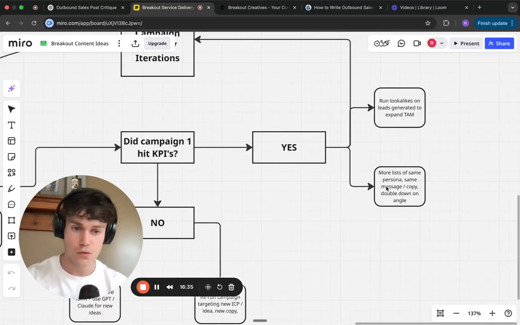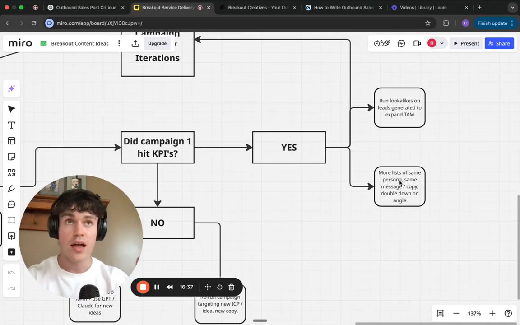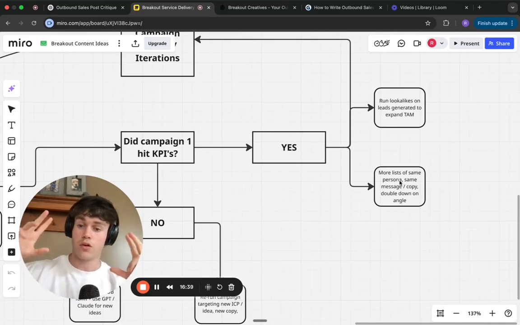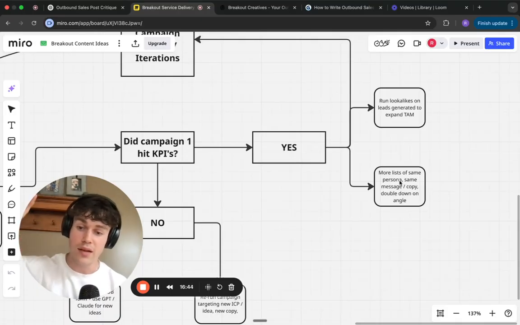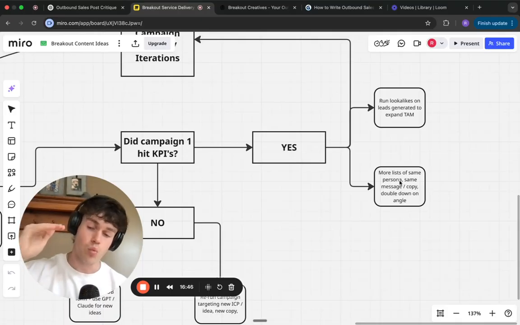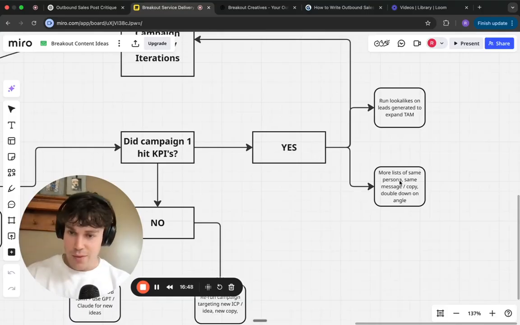And then double down on the same message. If you're split testing copy ideas, hey, I have 3 variants. Number 2 performed the best. Let's get rid of 1 and 3. Let's test 2 more against that one that performed the best. That's what I would do.